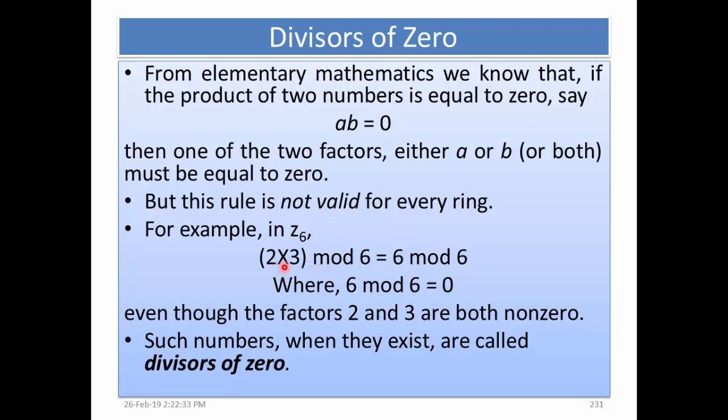For example, 2 multiplied by 3 is 6, and 6 mod 6 is equal to 0. Neither factor is 0, but still we get 6 mod 6 equal to 0, even though the factors 2 and 3 are both non-zero. Such numbers, when they exist, are called divisors of zero. Any numbers which produce 0 like this are called divisors of 0.